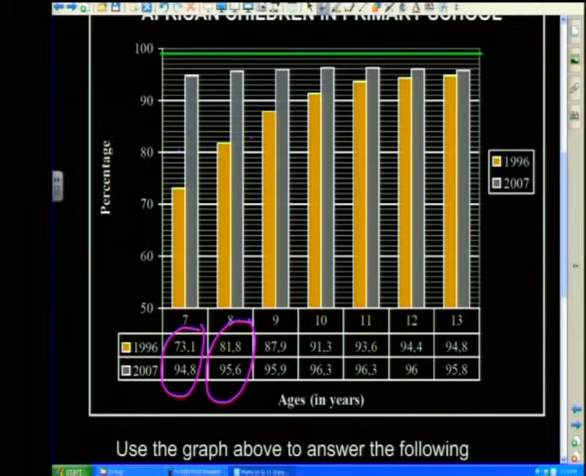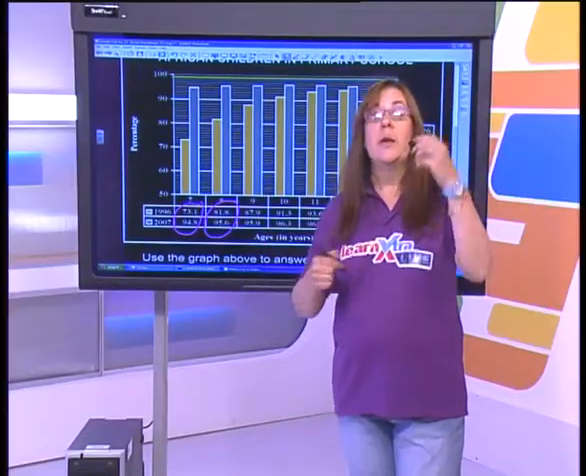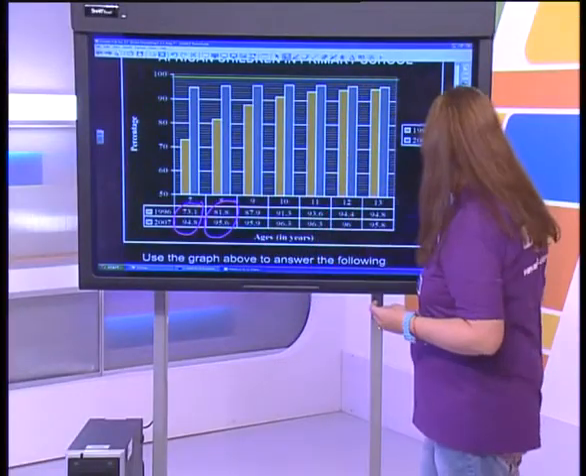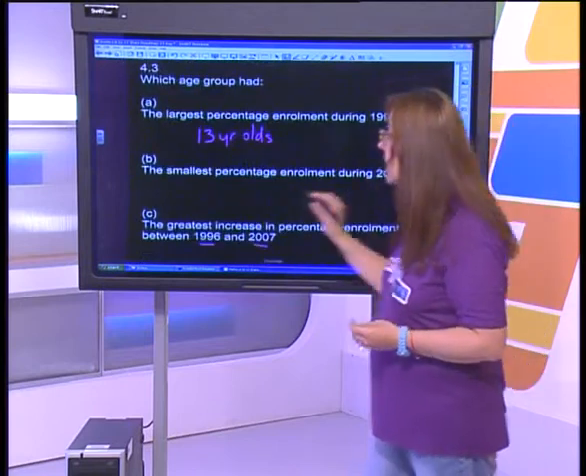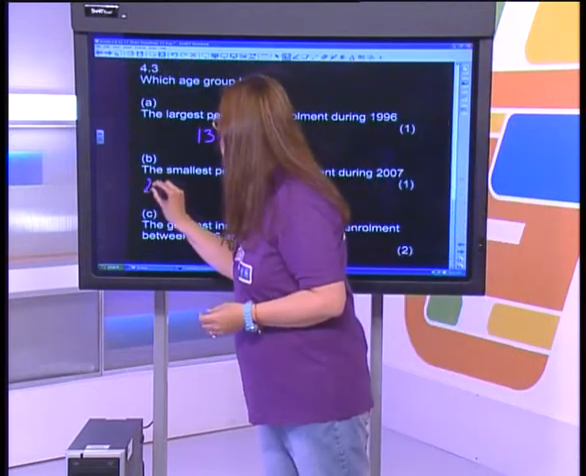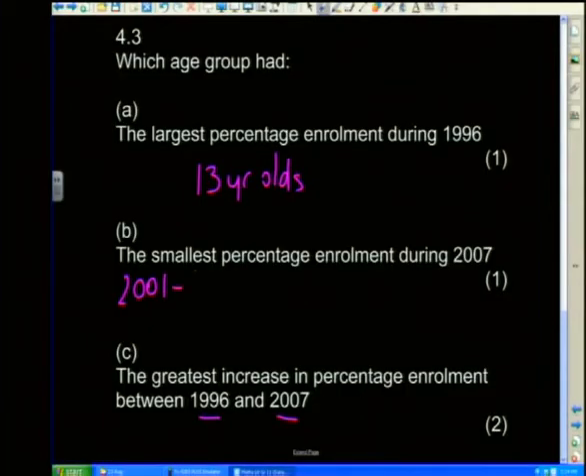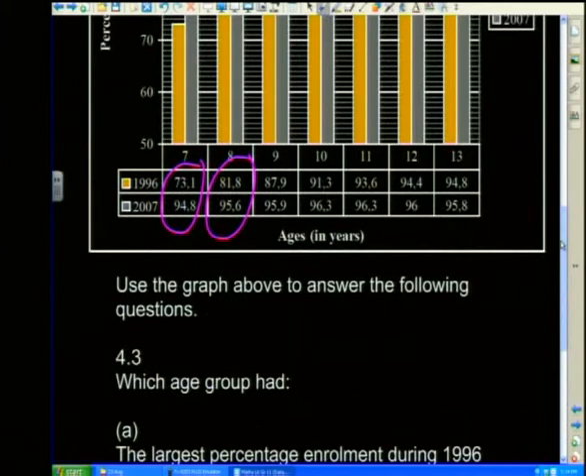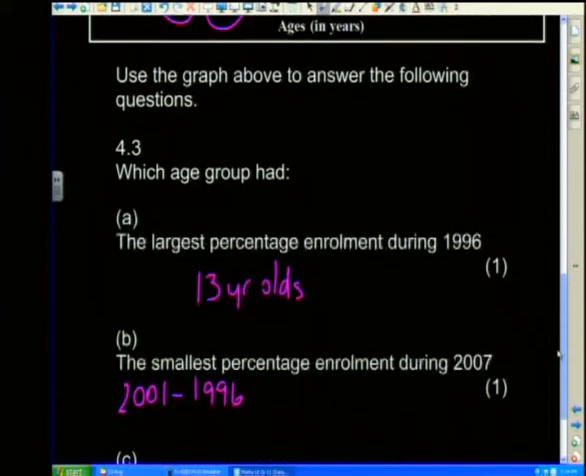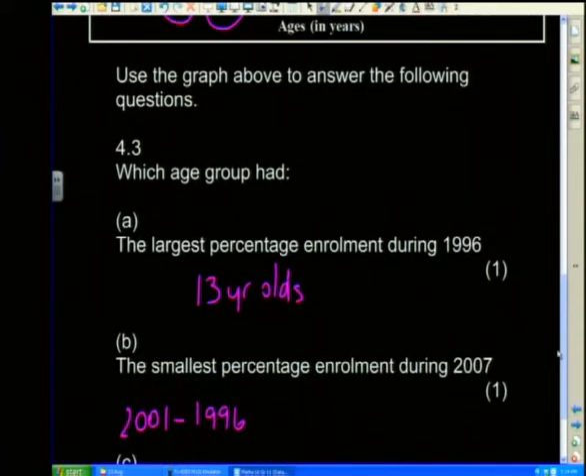Now, if I had values that were closer, then I would actually have to do the calculation. And what I would do is I would say, well, okay, I'm at 2001 minus my 1996. So I would actually do the calculation, but I think quite safely I can say it is our 7-year-olds, and it's not 2001, it's 2007. Right, so this is 7-year-olds.